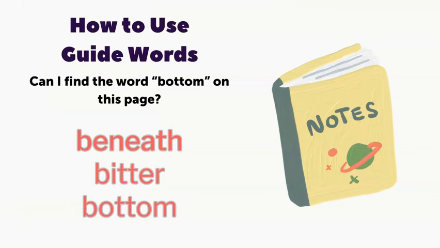You can see they all have the same first letter, a B. So I'm going to look at the second letter. E comes before I, and I comes before O. So in alphabetical order, it would be beneath, bitter, and bottom. And my guide words in this particular case were beneath and bitter. And bottom comes after both of those words. So therefore, bottom is going to be on a different page. If it was in between the two guide words, then it would have been on that page. But because bottom comes after the word bitter, O comes after I, it's going to be on a different page.